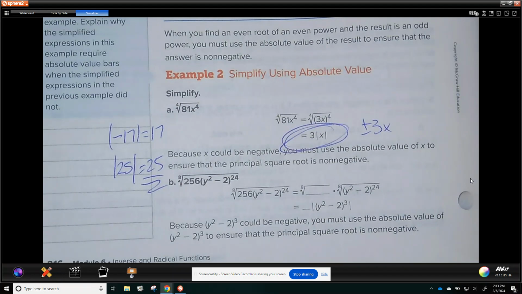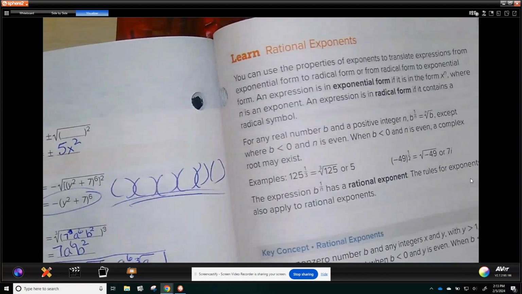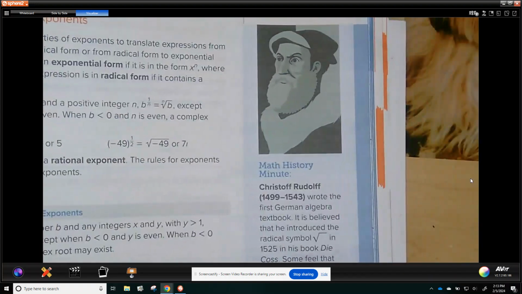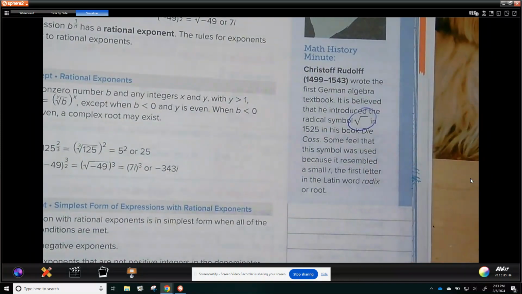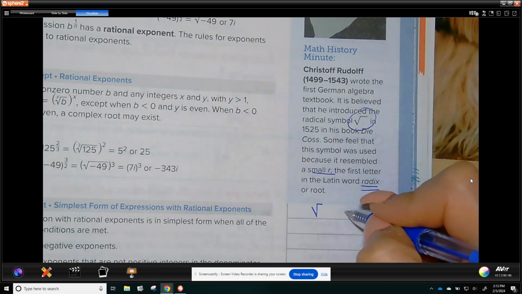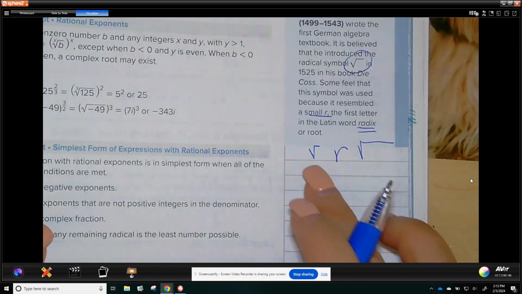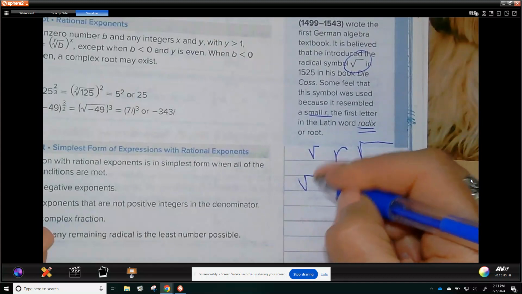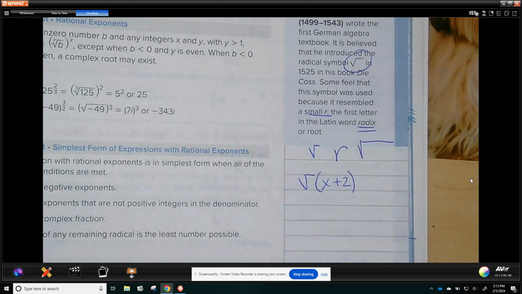When you're doing work for me, I do not mind this. Okay. All right, let's go on to rational exponents. So this is the guy that invented the radical symbol. The small r is like radix. And if you use the radical symbol in Word or Docs, it's short like that, which I think kind of looks like an R. It is not long to include everything in it, but usually it's short like that, and then you would write x plus 2, and that implies this is in the radical.